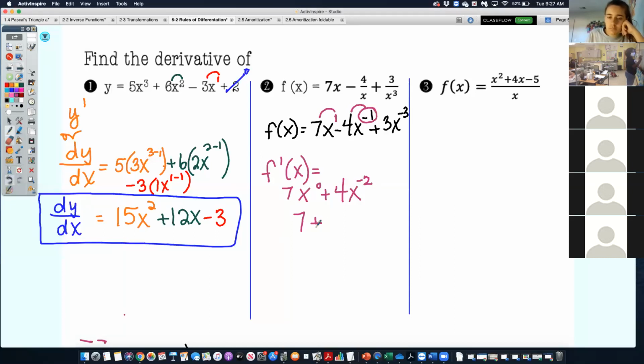I can't have negative exponents, so I have to put the x and the square back on the bottom and make it positive. This one's -3. I multiply it by 3. What does that give me? -9. Then I subtract 1 from the exponent. That gives me a -4. If I have negative exponents, I have to make it positive, so I bring that back down to the bottom. And that is my derivative, fully simplified.